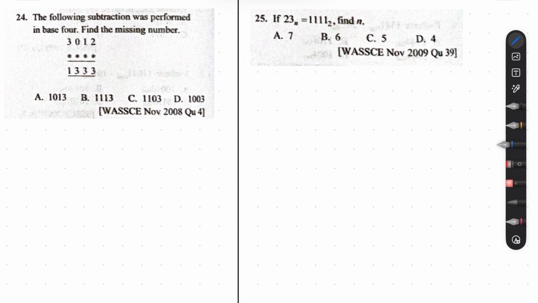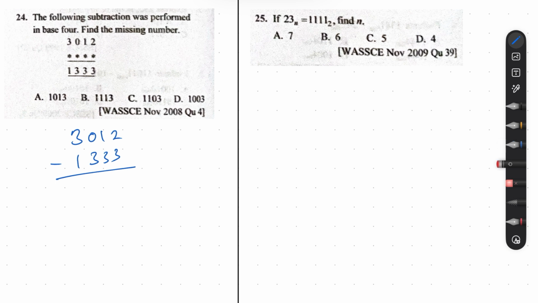Question number 24 says, the following subtraction was performed in base 4. Find the missing number. So what this means here is this minus this is giving us this. So when we subtract this from this, we should get this. So that's what we do. We have 3012 minus 1333, all in base 4. Keep that in mind. We're working with base 4.